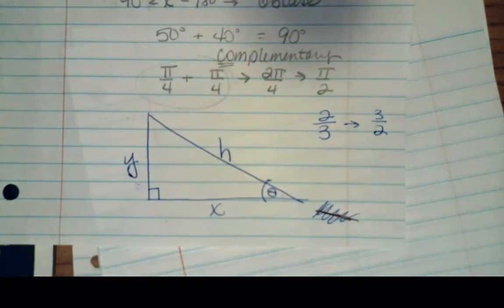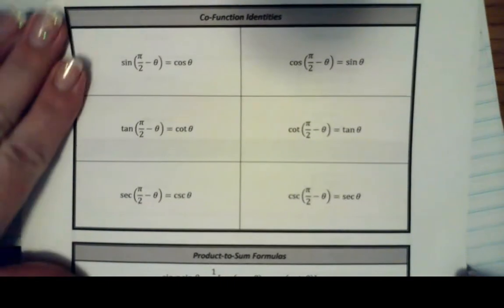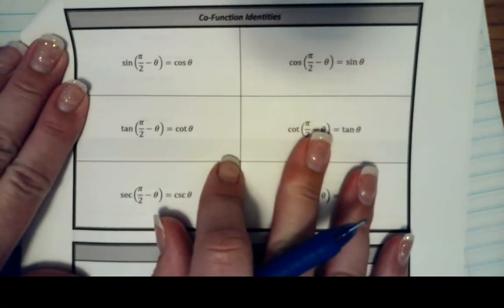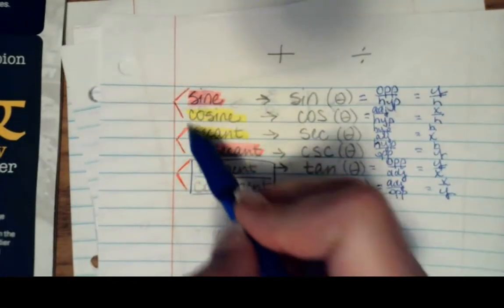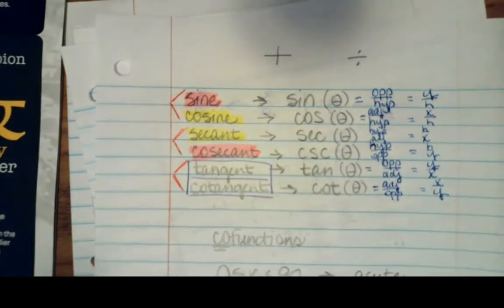So before this video runs out, because I'm trying to keep it between 15 to 20 minutes, I want to talk about cofunction identities. That's going to be found on page 3, and it kind of looks like a foreign language. So I'm going to break it down over here. Remember, the cofunctions are the red pairs. So let's look at sine and cosine.